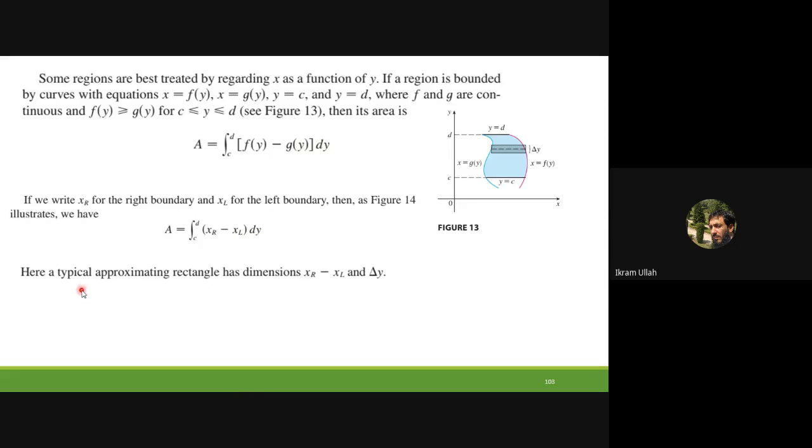Here, a typical approximating rectangle has dimension x_R minus x_L. So the length of this typical small rectangle is x_R minus x_L, and its width is delta y.